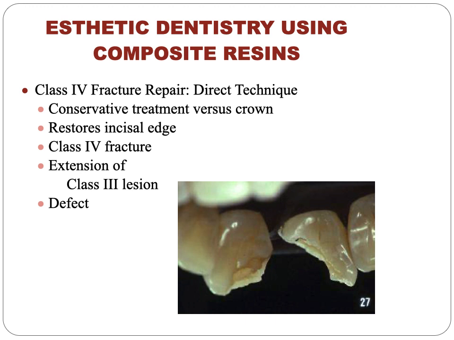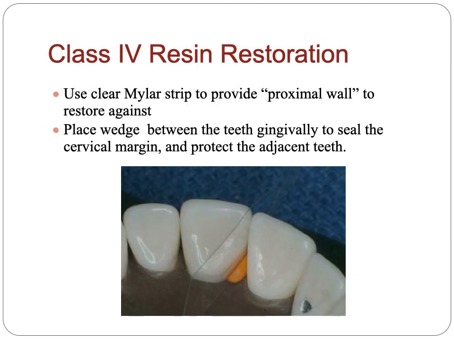Sometimes the class 4 comes as a fracture, as I said. Sometimes the class 4 comes as an extension of a class 3 with some caries. Sometimes we have a defective tooth structure, hypomineralized teeth, so they have a missing part on the incisal area. So all of those types of defects can be restored with composite restoration.